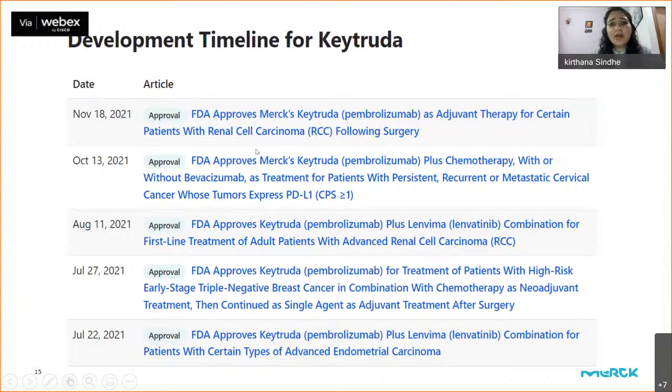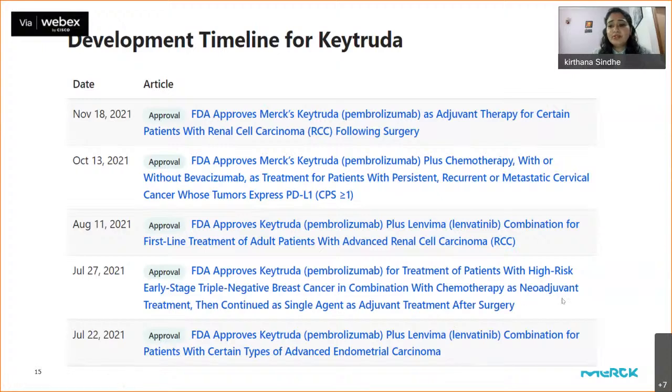And I also mentioned chemotherapy. So now Keytruda is also being used in combination with chemotherapy to bring out even better results in patients. You will see that the recent approvals for Keytruda are in combination with different other antibodies, different other chemical compounds, and it is bringing out a lot of benefits to the patient.